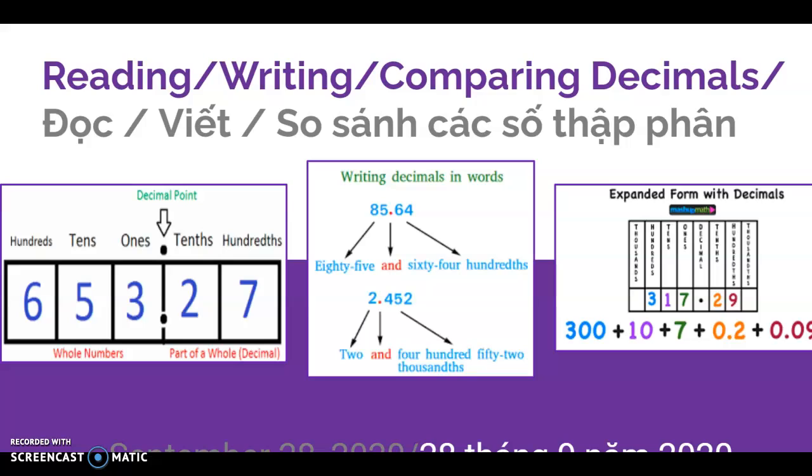Hello, boys and girls. This week we're going to be practicing reading, writing, ordering, and comparing decimals. And as you can see, here's how we could write it on a place value chart. This is how we write it with words, 85 and 64 hundredths. And then this is how it looks on the place value chart, and then written in expanded form. The 3's in the hundreds, 1's in the tens, 7 in the ones, plus 2 tenths and 9 hundredths.